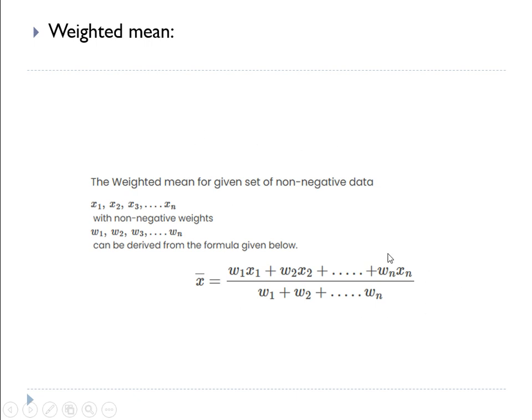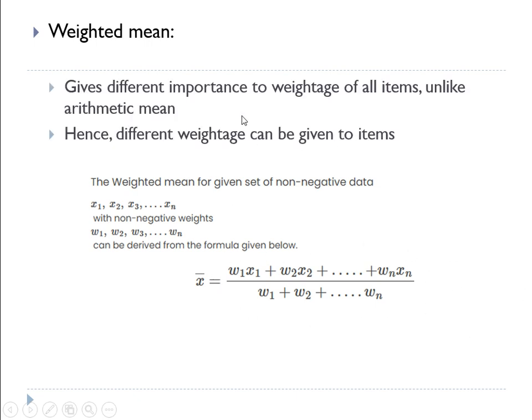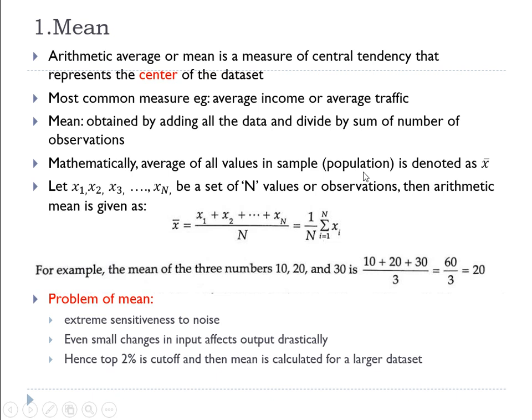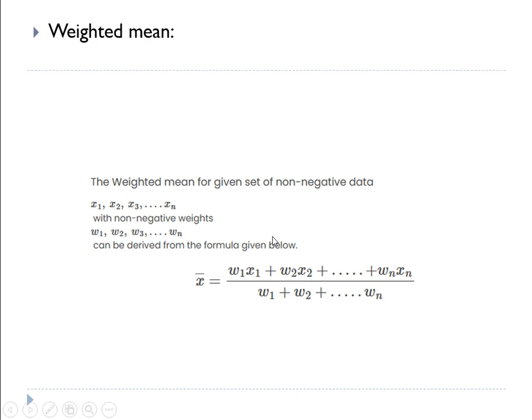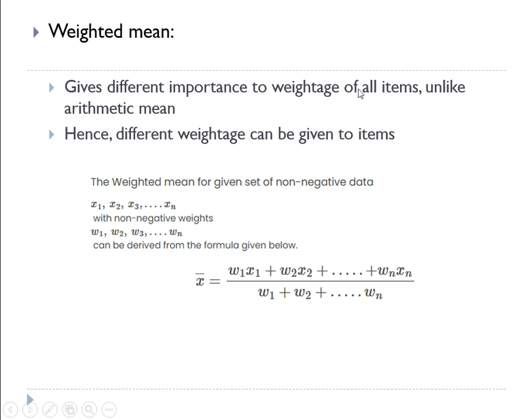Now weighted mean, this is a formula. Basically what we do is we give weightage to the items, unlike the previous arithmetic mean. What we discussed here is just the arithmetic mean, where each quantity has equal weightage. Even suppose there is noise in x1, since I've given equal weightage to all, even noise is considered equally. To overcome that problem, you can go for weighted mean, where we will give different importance to different items. That we can do by giving weightage.